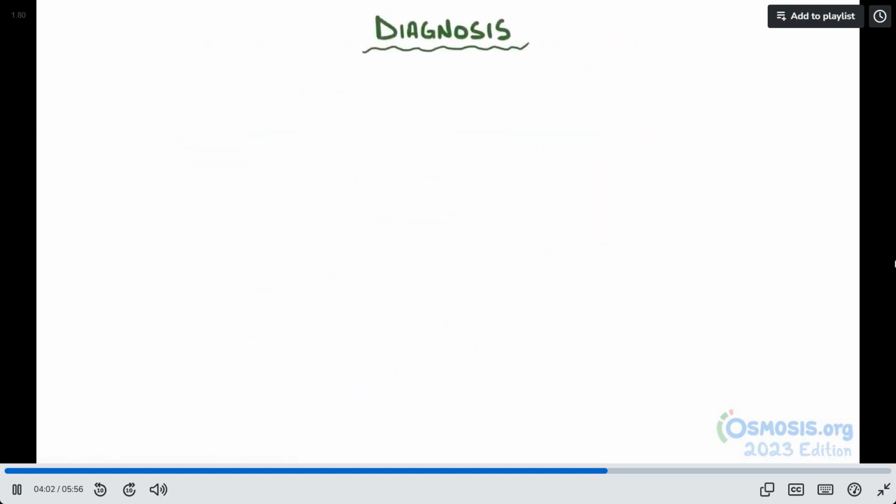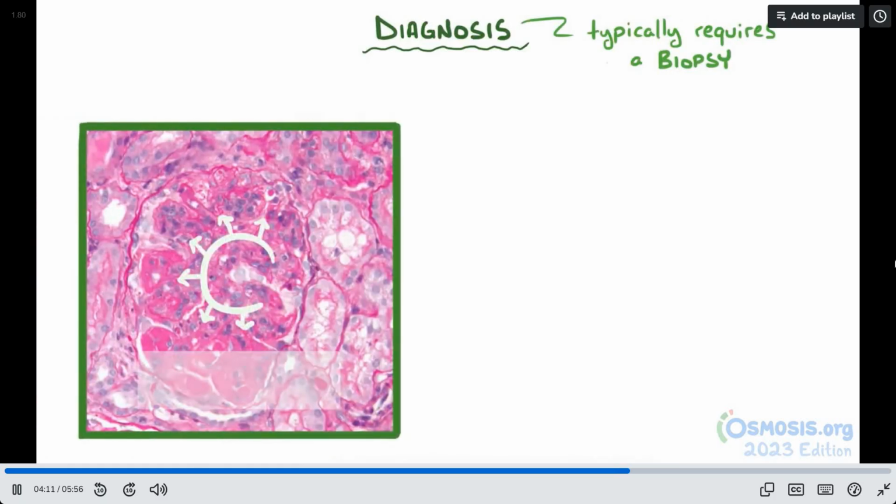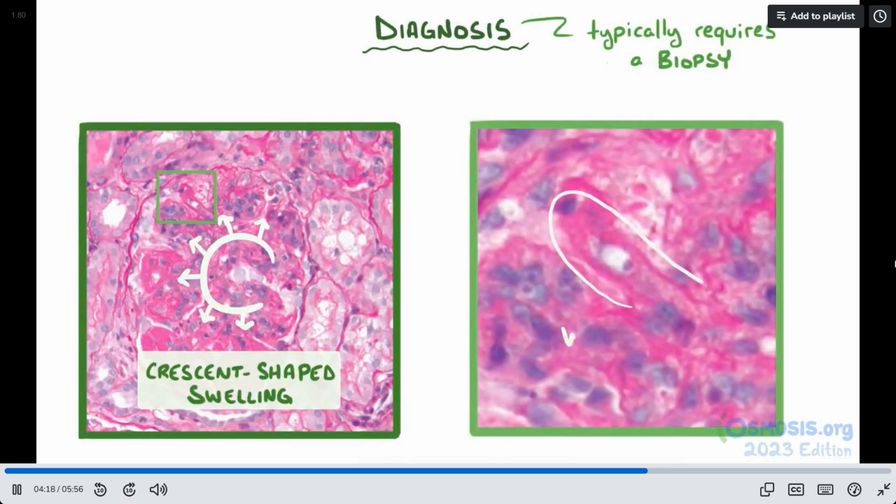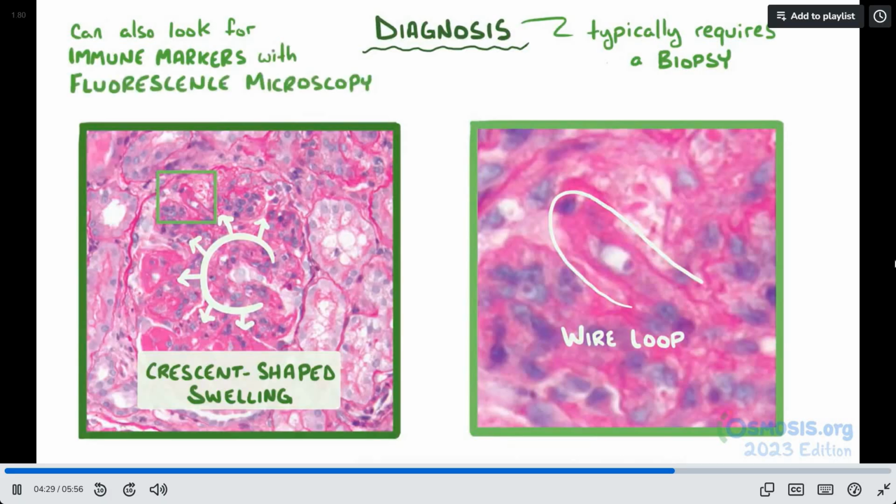And this brings us to the diagnosis of lupus nephritis, which typically requires a kidney biopsy. Deposition of immune complexes in the Bowman space results in a characteristic crescent-shaped swelling of the area, and deposition in the basement membrane can cause thickening of the structure, giving rise to a wire loop pattern. It's also possible to look for the presence of immune markers like complement proteins and immunoglobulins in the glomerulus by staining them with fluorescent markers.